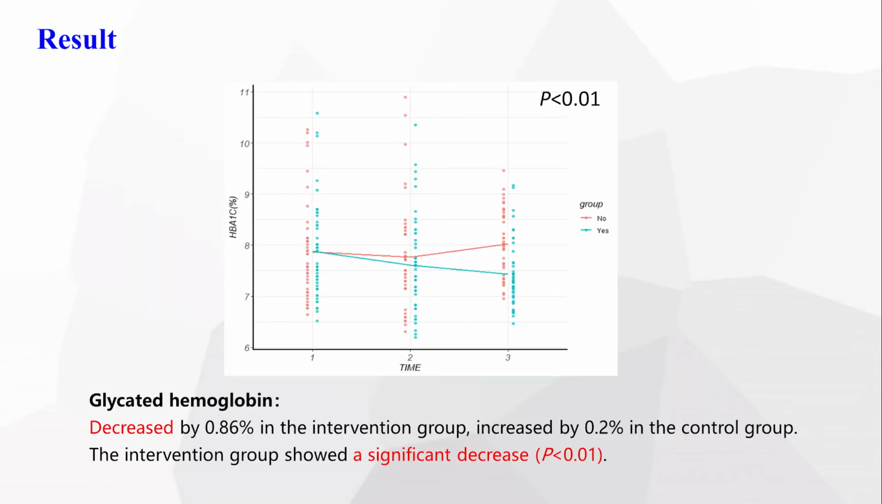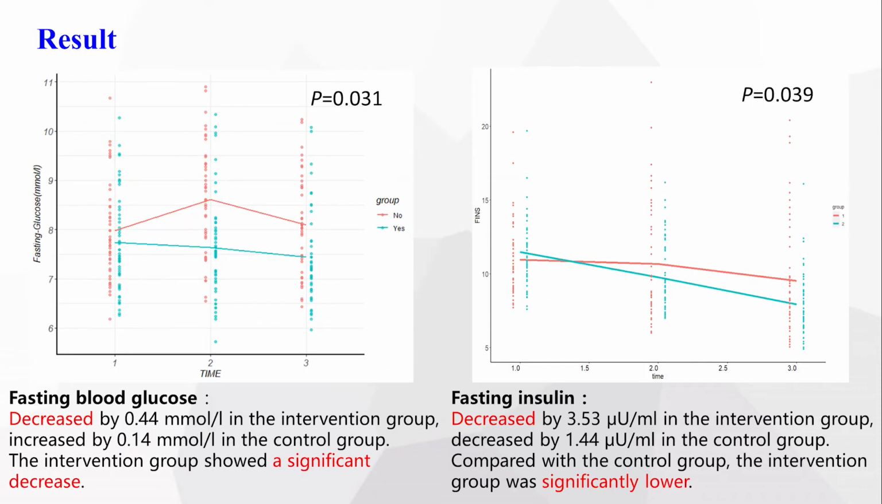Glycosylated hemoglobin significantly decreased by 0.86% in the intervention group, while in the control group, the value rose by 0.2%. In terms of fasting blood glucose, the intervention group decreased by 0.44 millimole per liter, while it increased by 0.14 millimole per liter in the control group. Fasting blood glucose showed statistically significant decrease in the intervention group.